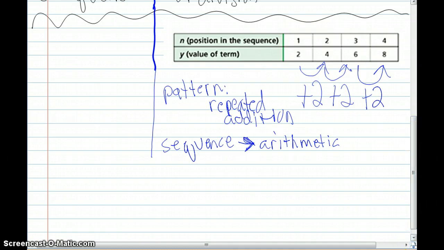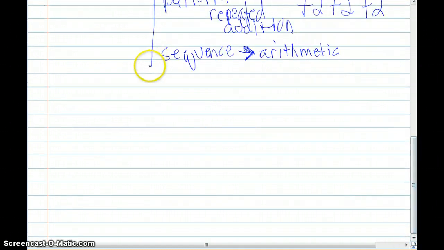I am hoping your notes are a little bit neater than mine. I'm not having a good day today writing on my tablet. My handwriting's coming out really sloppy.